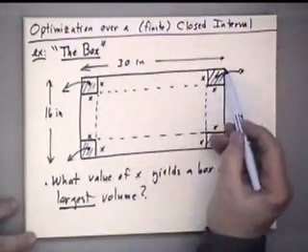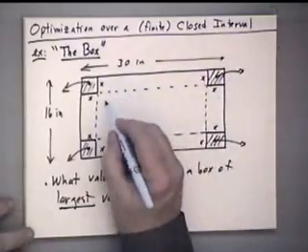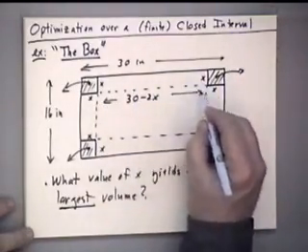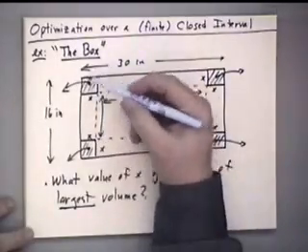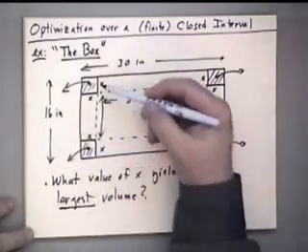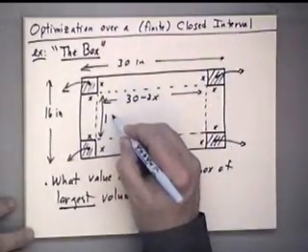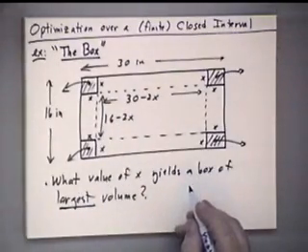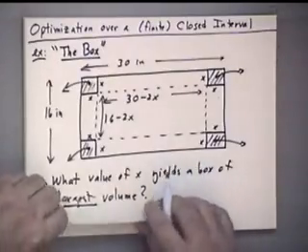The total length of the sheet is 30 inches, and we've removed x and x on each end, which means this distance in here has to be 30 minus 2x. Likewise, vertically, we have the 16-inch dimension, and then we've removed x and x, so this dimension is going to be 16 minus 2x also. So we'll use that in our calculation of the volume on the next page. But keep this picture in mind.